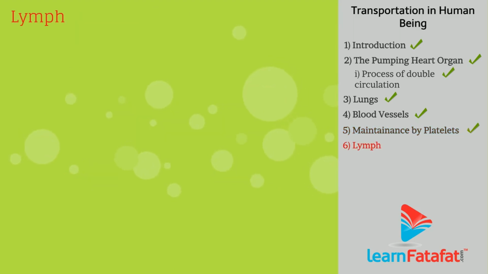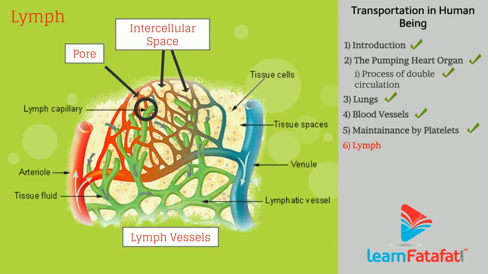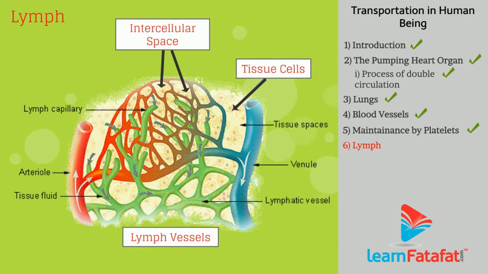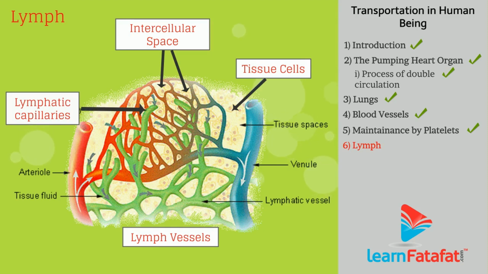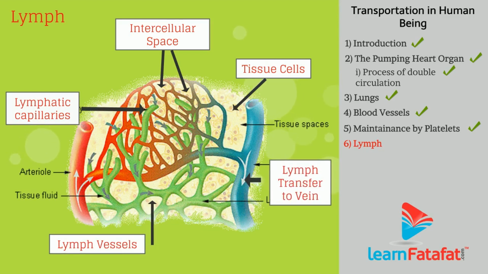Lymph. Through the pores present on the walls of capillaries, some amount of plasma, protein and blood cells escape into intercellular spaces present in tissue. This fluid is called lymph. It is colorless and contains less protein. It is collected by lymphatic capillaries from the intercellular spaces. Lymphatic capillaries join to form lymph vessels that are connected to larger veins and transfer lymph to them.